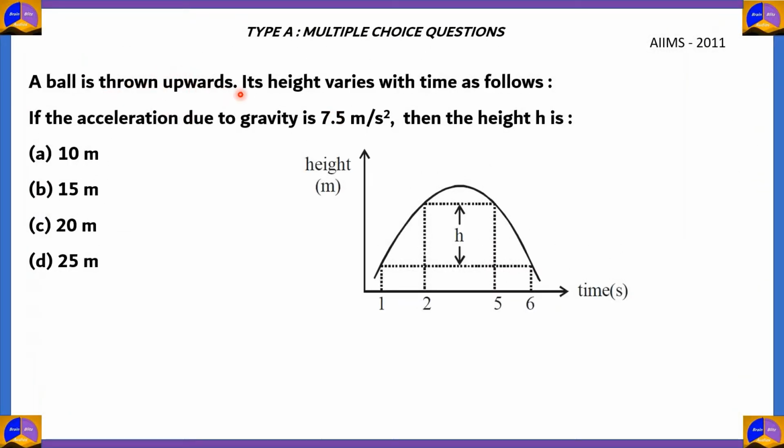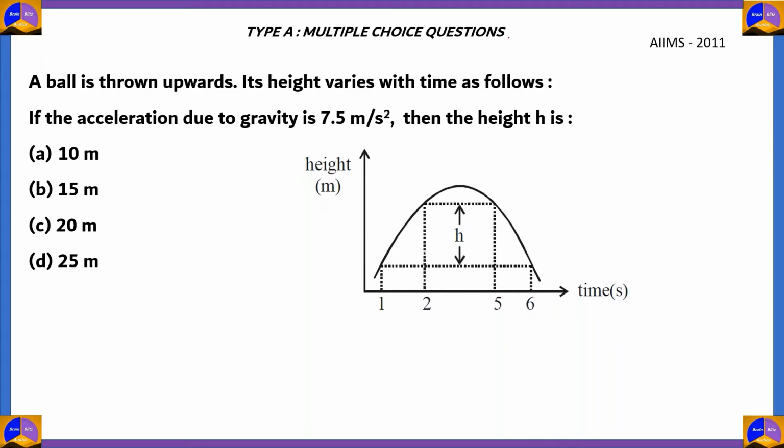A ball is thrown upwards. Its height varies with time as shown in this graph. If the acceleration due to gravity is 7.5 meters per second square, then the height h is A 10 meters, B 15 meters, C 20 meters, D 25 meters.